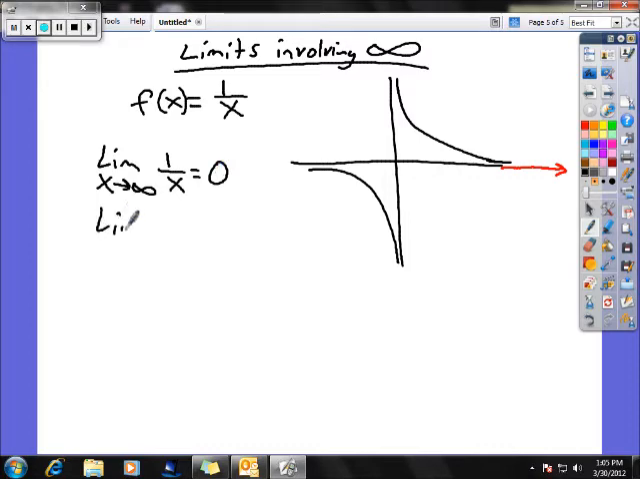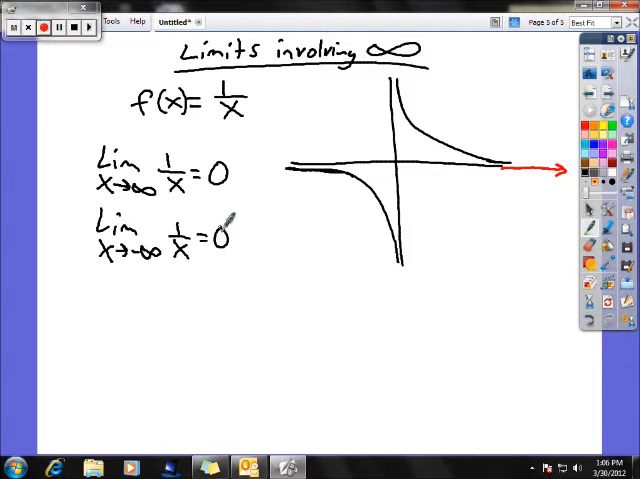Let's look at the limit as x approaches negative infinity. What does negative infinity mean we're doing? Going all the way to the left. So what are we approaching as we go to the left on this function? We're still approaching 0.